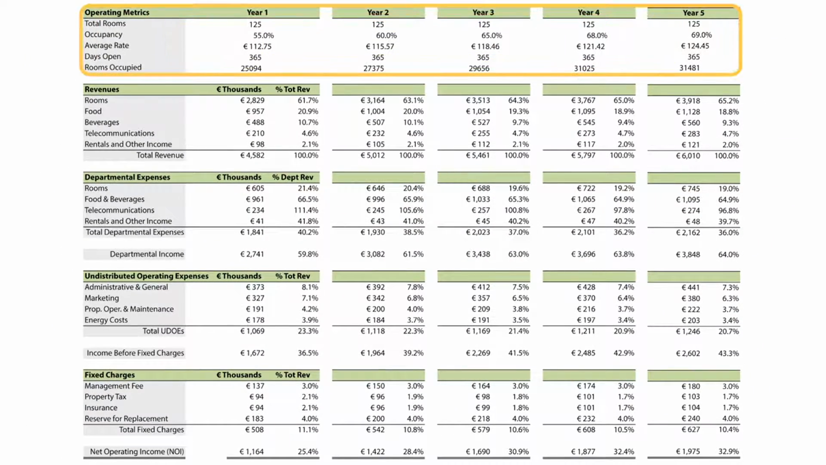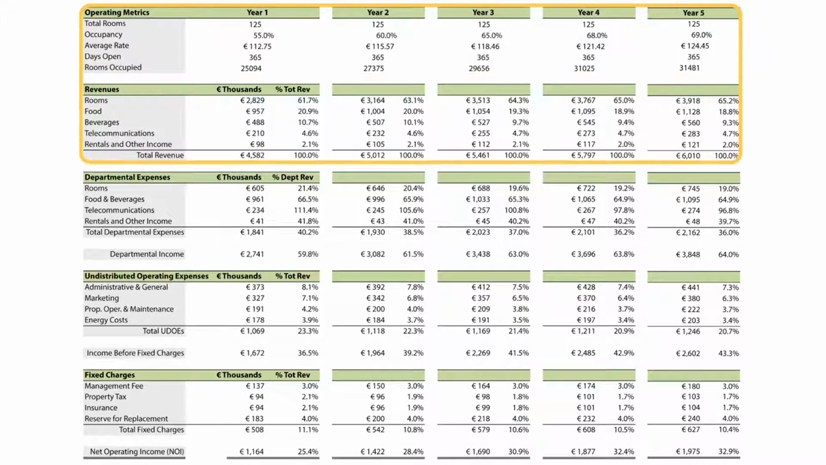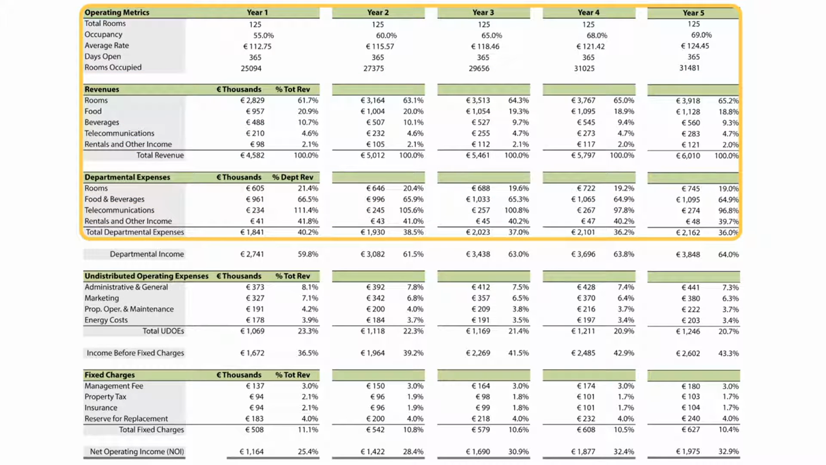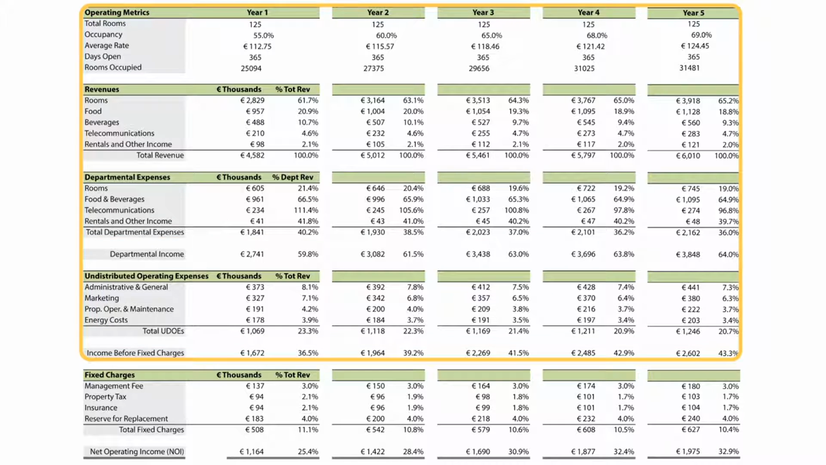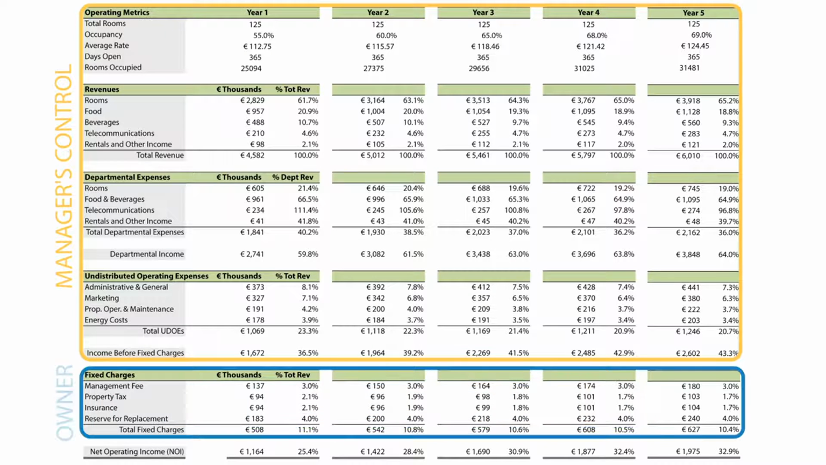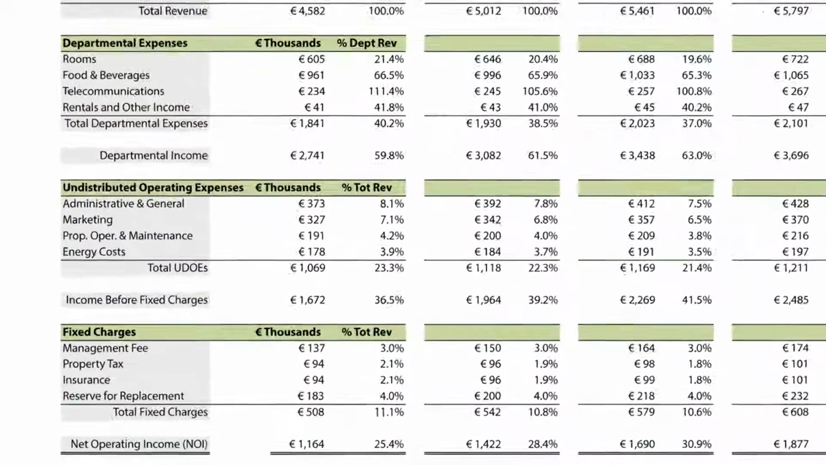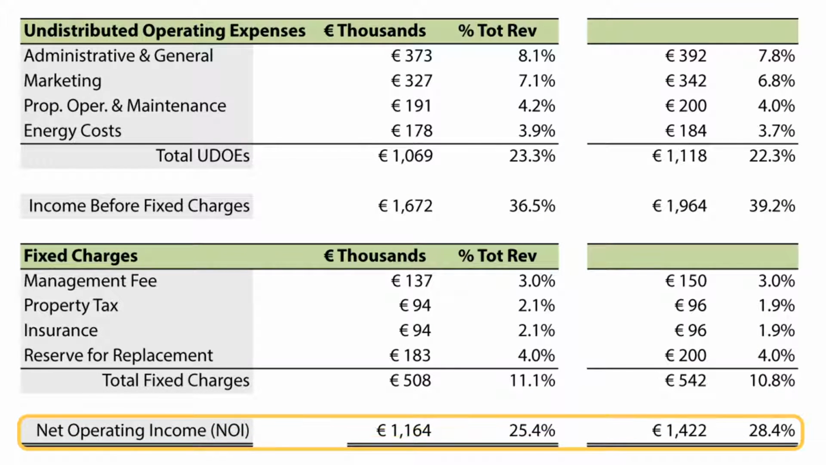So, again, top panel, our metrics, how we operate, and then we show our revenues, we show our departmental expenses against that, and then we show our overheads or undistributed operating expenses. That's the span of control of any manager. And yet there are still some expenses to be had, those so-called fixed expenses, which include the management fee, property tax, property insurance, and a reserve for replacement to reinvest in the hotel to keep it fresh and operating. At the bottom, that operating income, that's the cash flow that we would expect from this building at any given year.